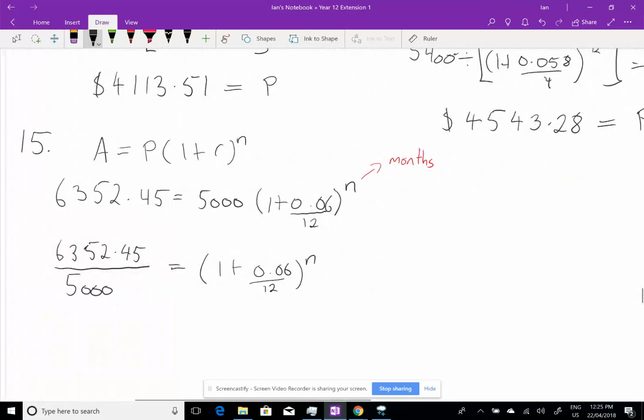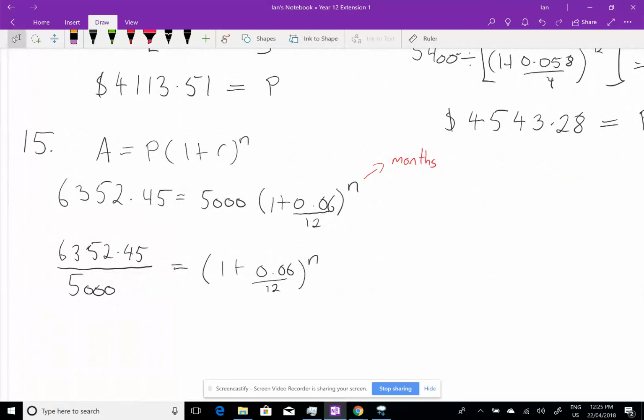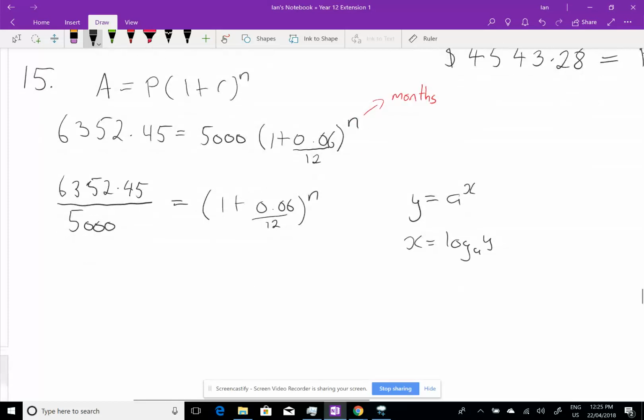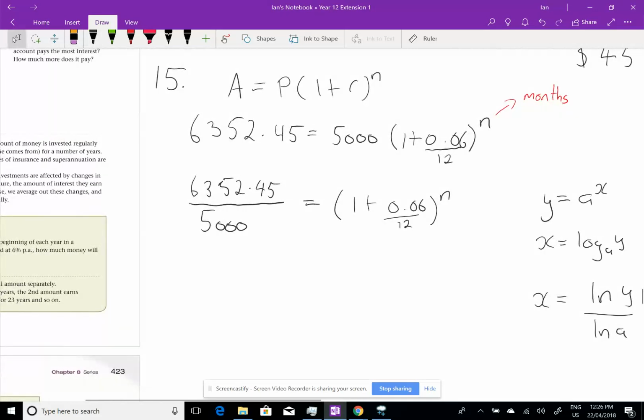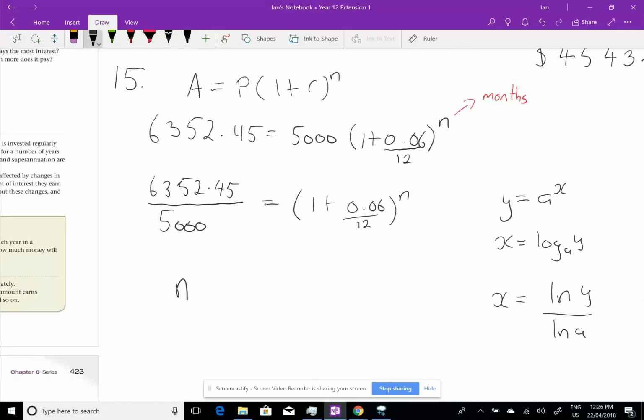Now this is where you use your change of base, or you can just take the log of both sides and then pull the n out the front. I like to use my change of base. So remember, y equals a to the x. Well, x equals log. Remember, the a always stays in the base, a, y. And then I can find anything because I can find x equals any log over any log. So the first thing I'm going to do is I'm going to use my base. So I'm going to go n equals, all right, log of all that.